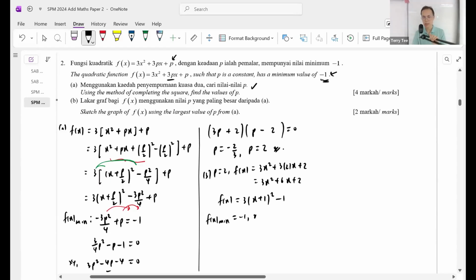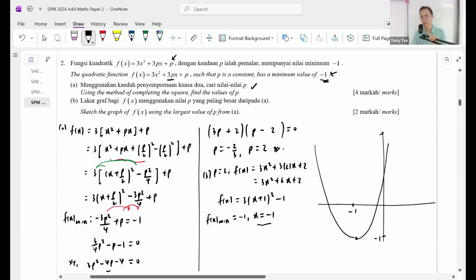Now, this graph, as we know, it has a minimum of negative 1. And this occurs when the one inside the bracket, x plus 1, is 0, so x is negative 1. This is your axis of symmetry. So we are shifting the graph to the left by 1 and down by 1. This is a minimum point. Okay, and the graph supposed to go down and come back up. Okay, this part can be better. Let me just adjust it a bit. Okay, so it looks like this, this your y, this your x.